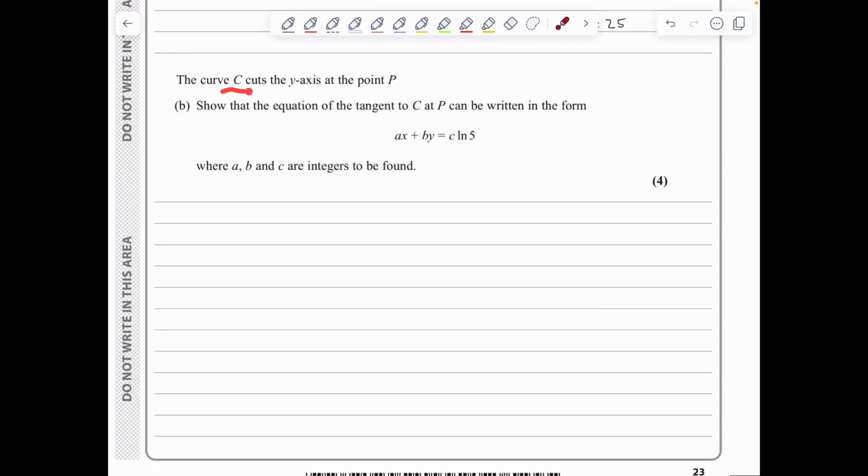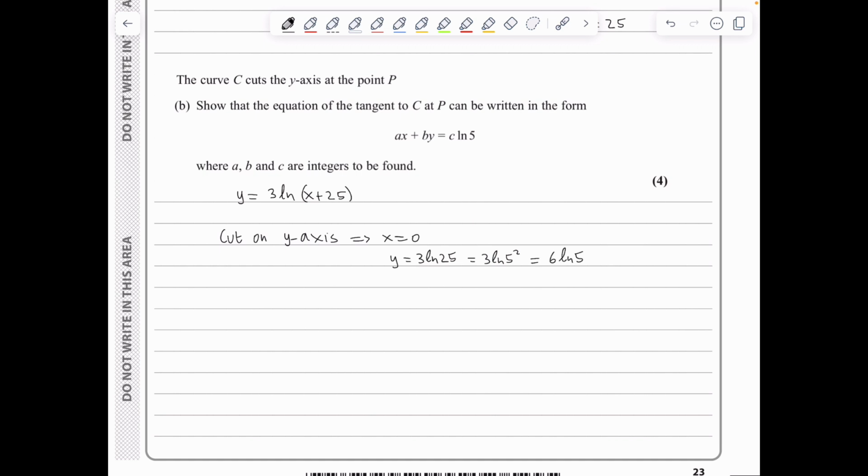We then have that the curve C cuts the y-axis at the point P, and we need to show that the equation of the tangent to C at P can be written in this form, where A, B, and C are integers to be found. Well, let's start by reminding ourselves that we have established that the Cartesian equation is y is 3 ln of x plus 25. If we're looking at a cut on the y-axis, this simply means that x is 0. So in our case, we're looking at y is 3 ln of 25. So we've got this to be 3 ln of 5 squared. So it is 6 ln 5.